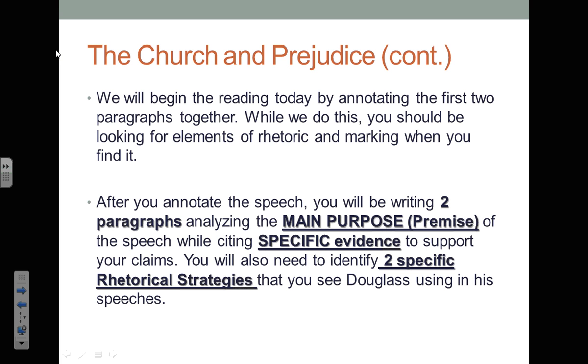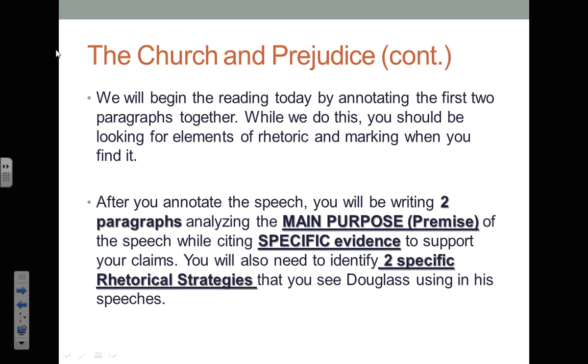So as we go, just highlight for, hey, I think this is parallelism. Hey, I think that this is diction here. Hey, I think that he is making an anecdote. Okay. You don't necessarily need to write anything down yet. Just do it. And then the two paragraphs, really, it's just a free write. I'm not asking for a paper or anything.